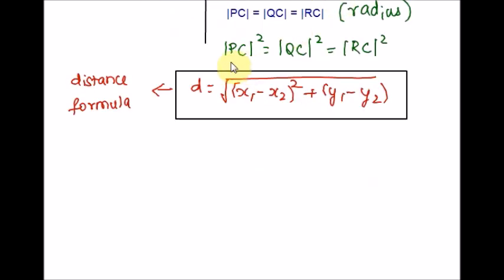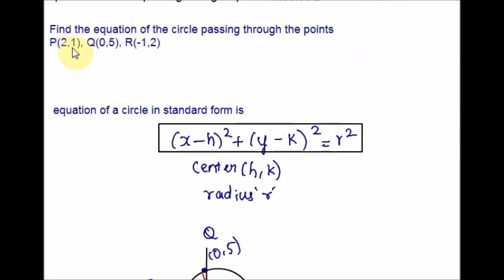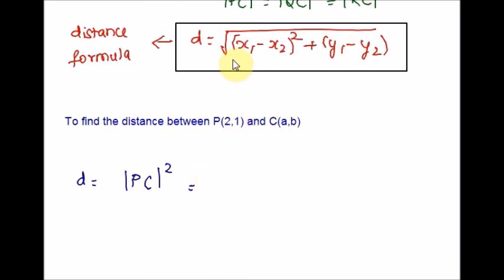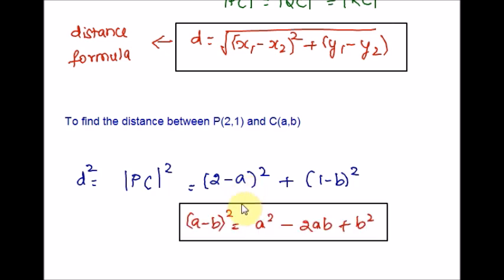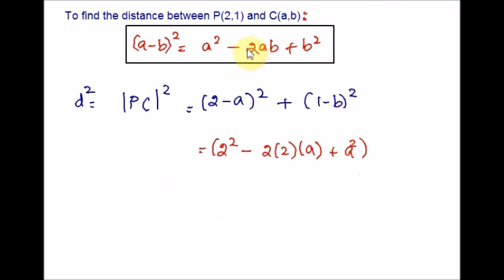Now let's find the distances for PC, QC and RC. P is 2, 1 and C is A, B. Let's apply the distance formula where x1, y1 is 2, 1 and x2, y2 is A, B. Since the left hand side is squared, you need not write the square root. Now we can apply the (a minus b) whole square formula. Let's apply this formula for both of these. Same way, let's apply the same rule for (1 minus b) the whole square.